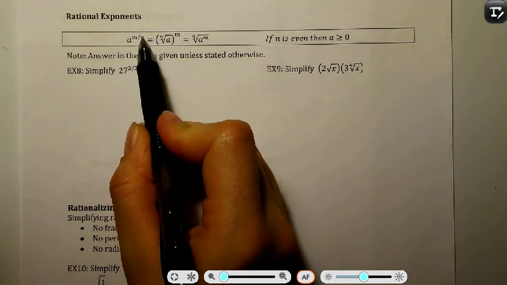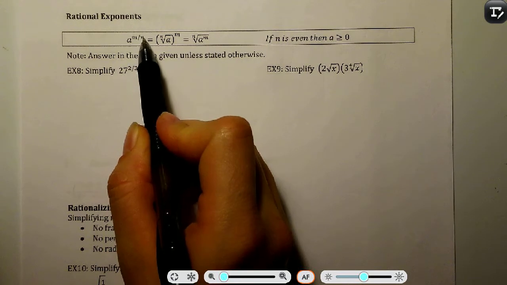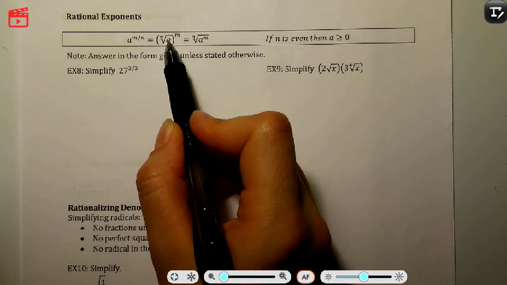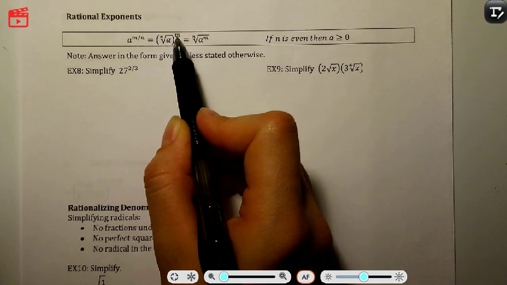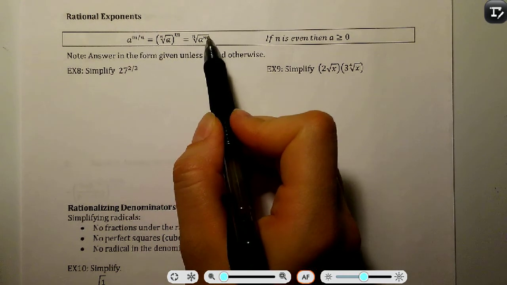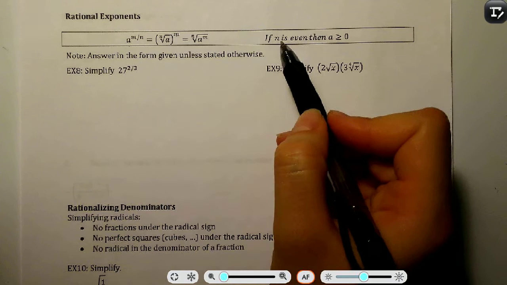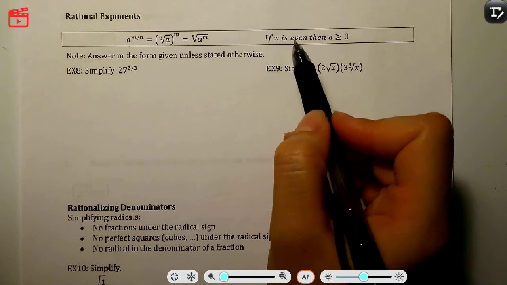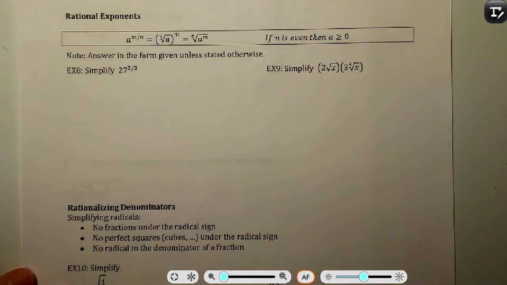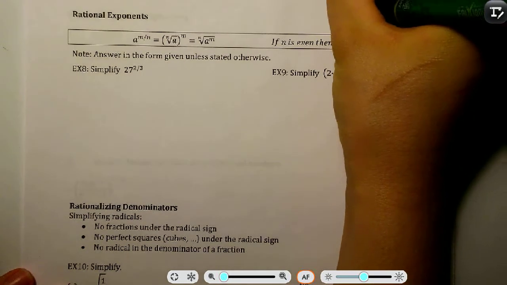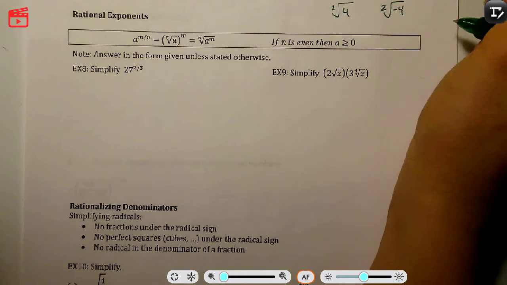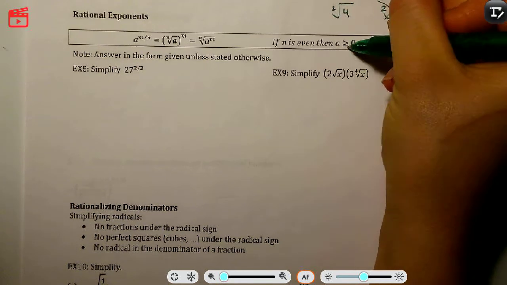If we have a to the fractional exponent m over n, we could rewrite it in 2 ways. One, we could do the radical inside raised to the m power, or we could do the m power inside and have the radical on the outside. And we have a condition that if n is an even number, then a is greater than or equal to 0. And that's the same condition that we had previously. Remember, if we have the square root of 4, that's okay, but we can't have the square root of negative 4. Okay, so it's the same condition popping up right here.